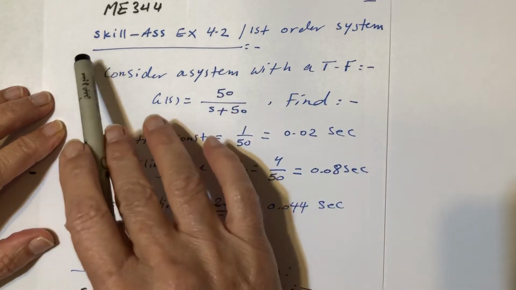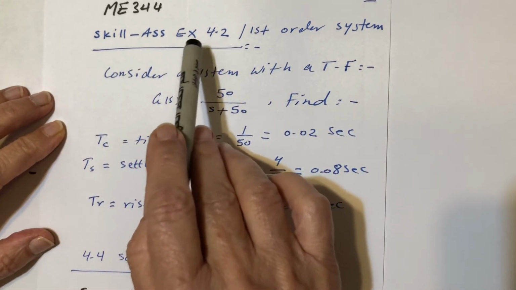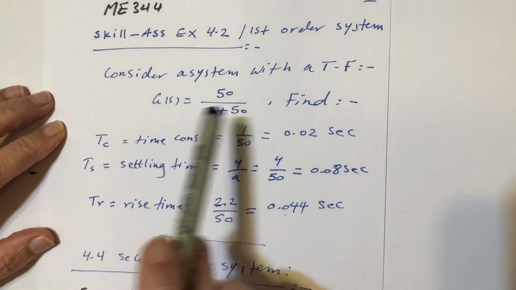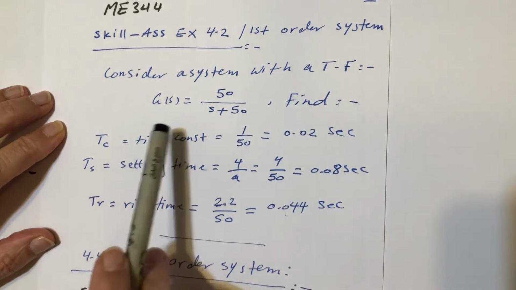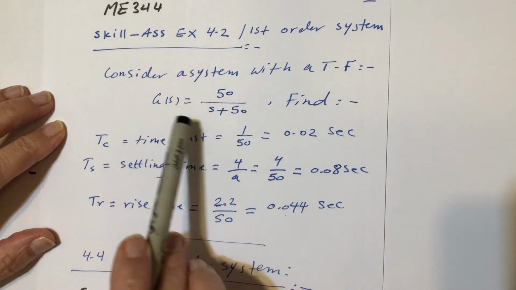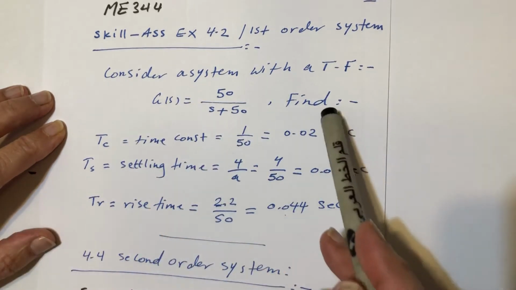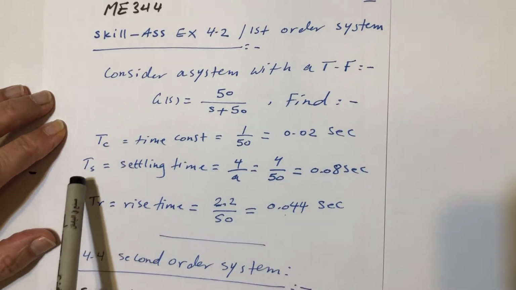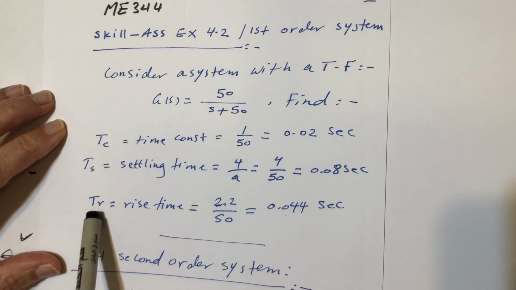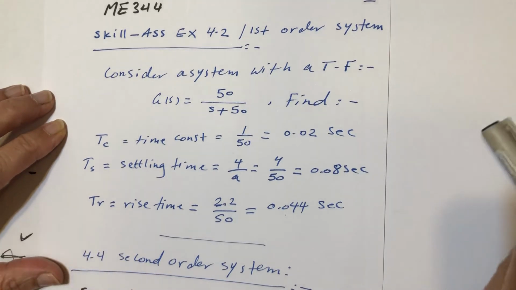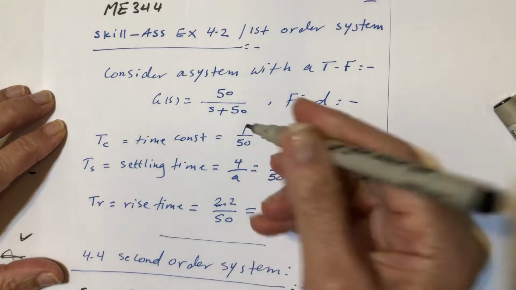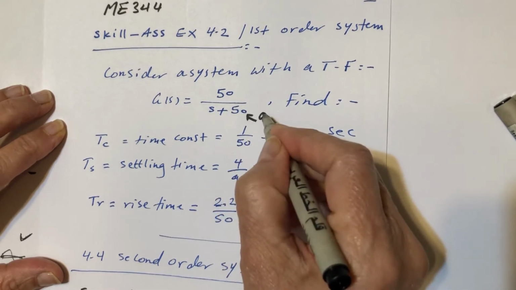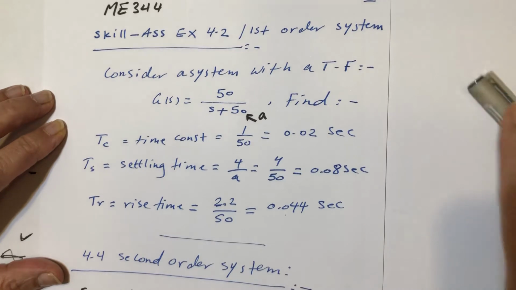This is a skill assessment problem for 4.2, first order system. I'm given a system with a transfer function G(s) equal to 50 over s plus 50. He wants us to find the time constant, settling time, and rise time. Just to remind you, this 50 is A.